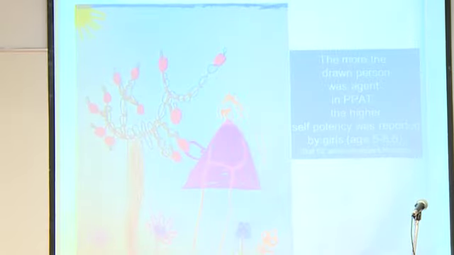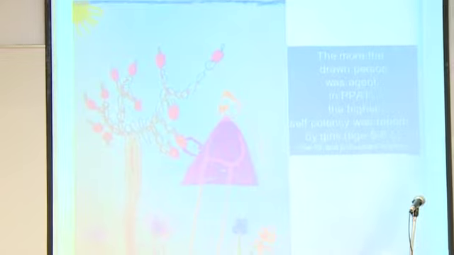In terms of the main factors, the more the drawn person was agent in the PPAT, the higher self-potency was reported by girls. So we also found gender differences in the drawings, so it's really important.